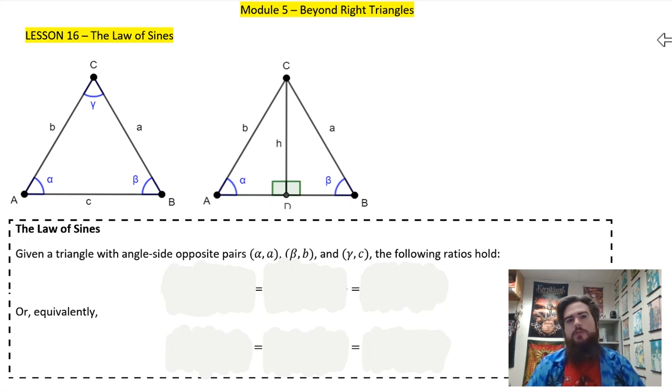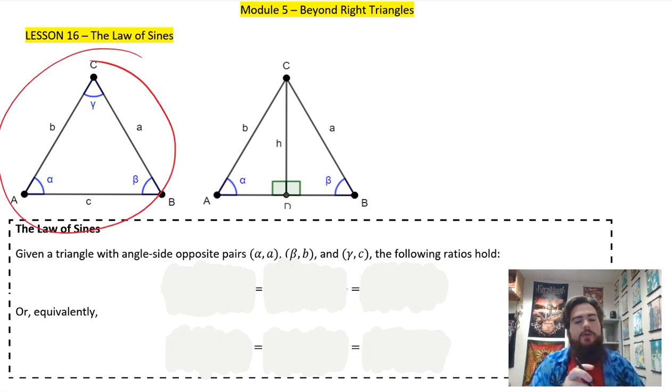Module 5, Beyond Right Triangles, and Lesson 16, The Law of Sines. This lesson will allow us to take the concepts that we've been establishing here in trigonometry and start to apply them to triangles that are not right triangles. The way we will do so is by looking here at an example.